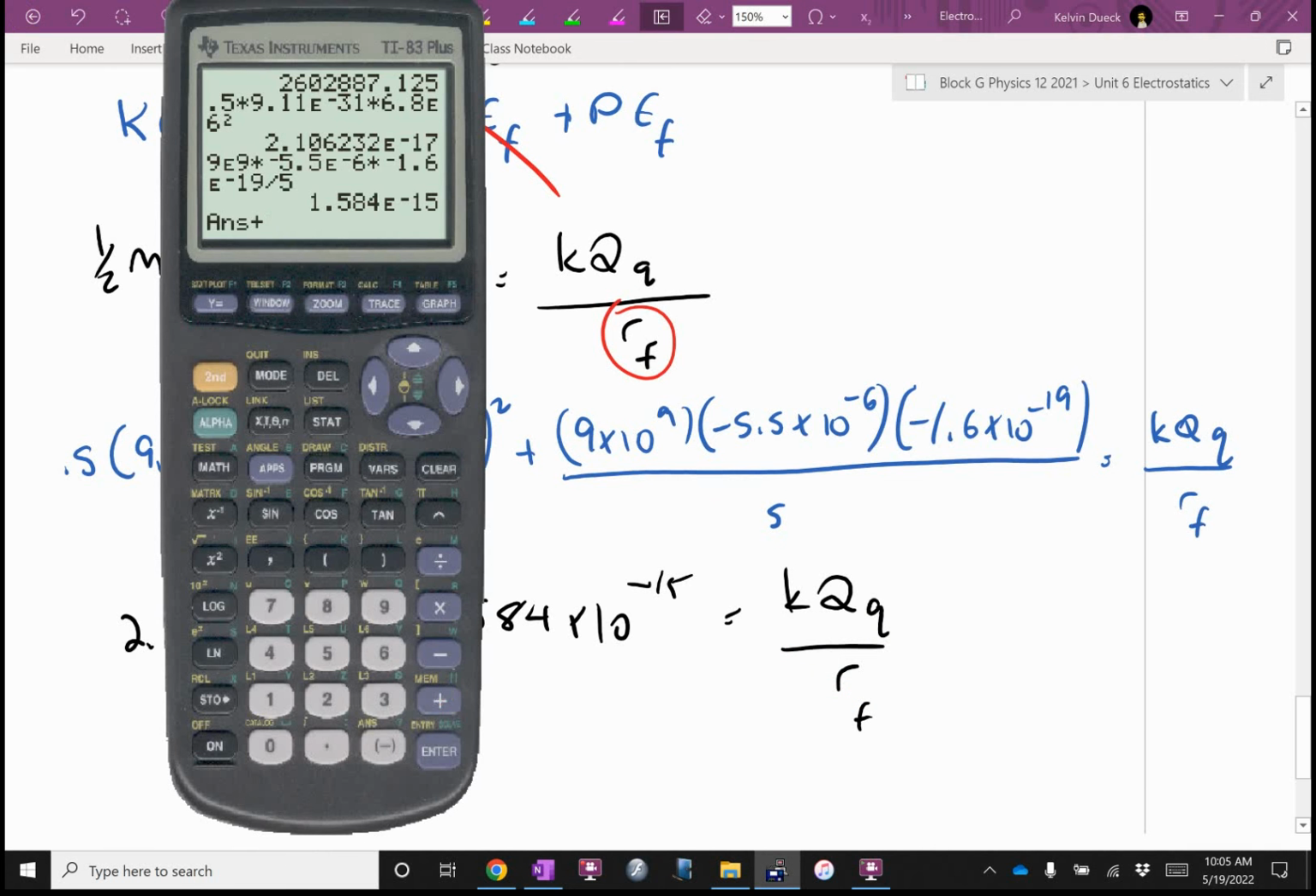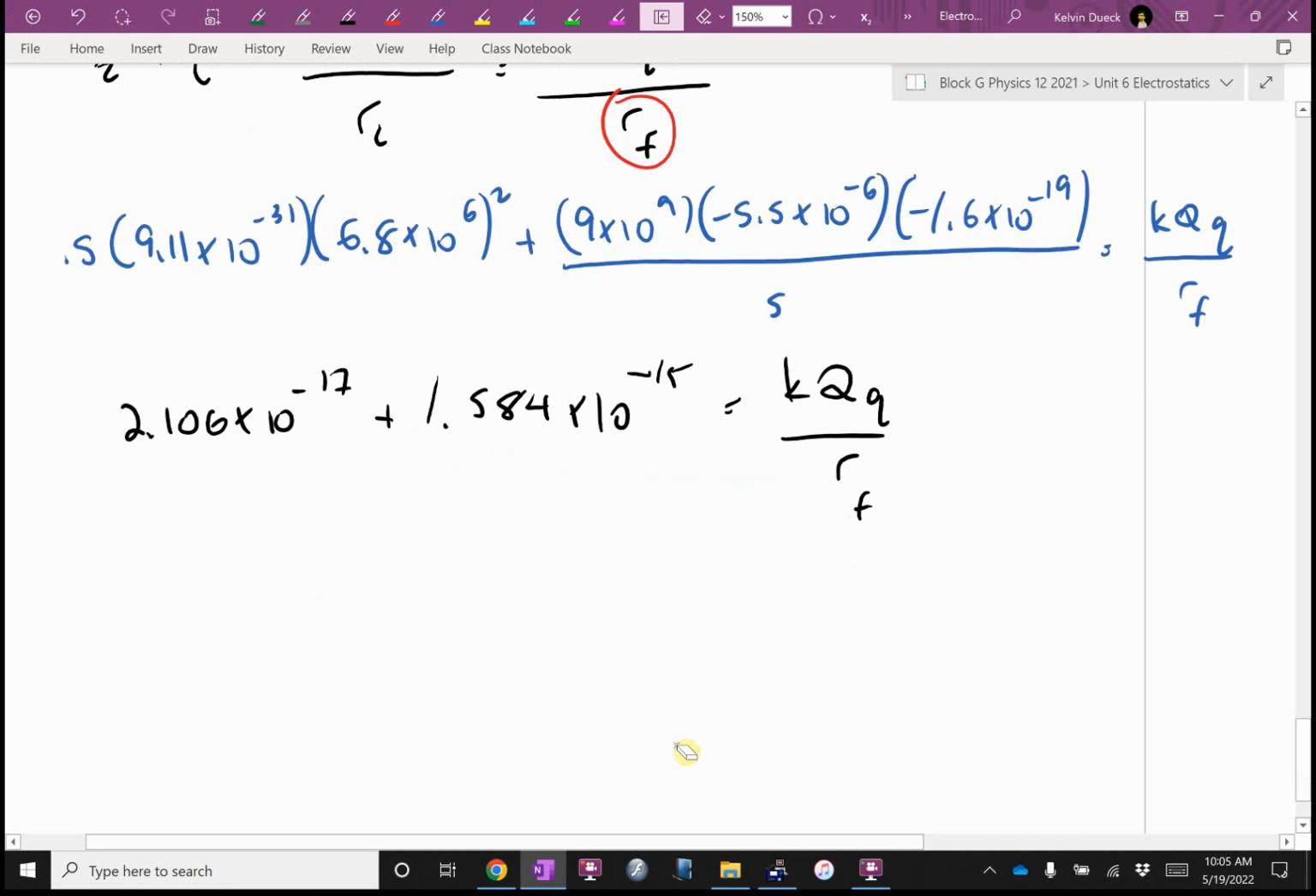I'm going to add 2.10622 times 10 to the negative 17. It's not going to make a big difference. That 10 to the negative 15 is going to dominate. And I get 1.605 times 10 to the negative 15. That equals k, big Q, little q over r.